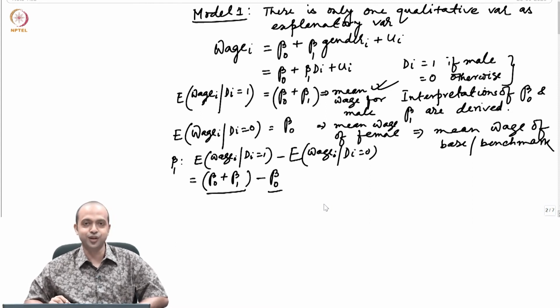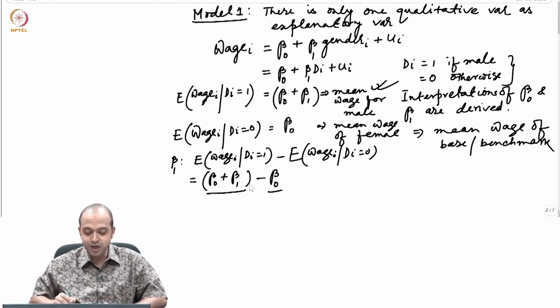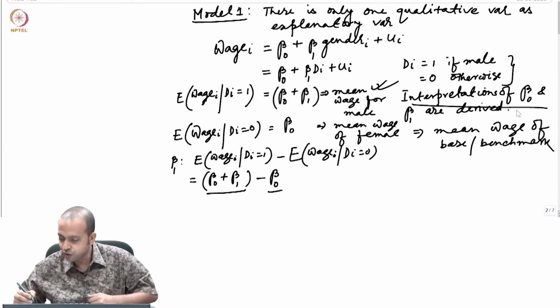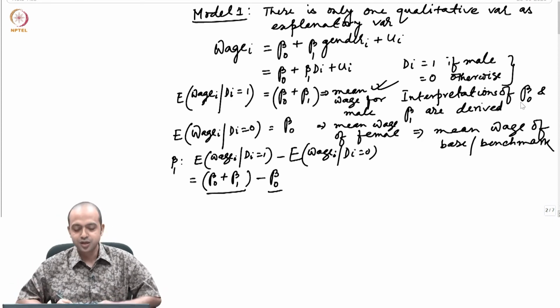So, earlier in the standard econometric model, beta 1 was showing the slope coefficient, that means for a unit change in income, what is the change in saving on an average. The interpretation of beta 1 is totally different here in a model involving a dummy variable. The interpretation I have now derived is the difference in mean salary between the male and the female category. So, unless you derive beta 1 in this way, you will never get its interpretation. That is why I clearly mentioned that the interpretations of beta 0 and beta 1 are all derived.